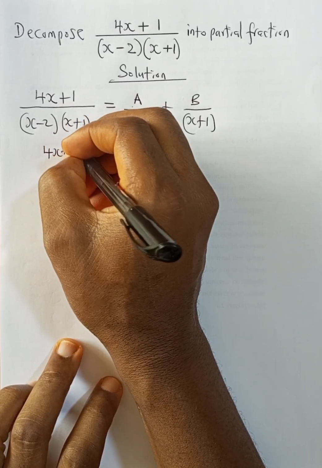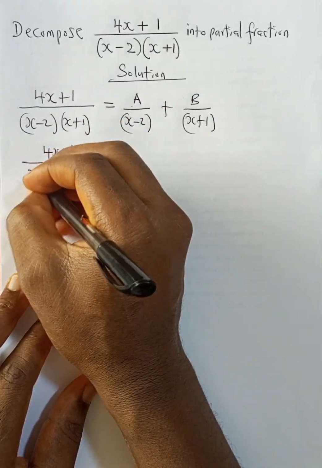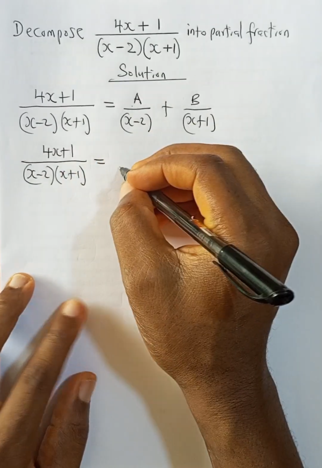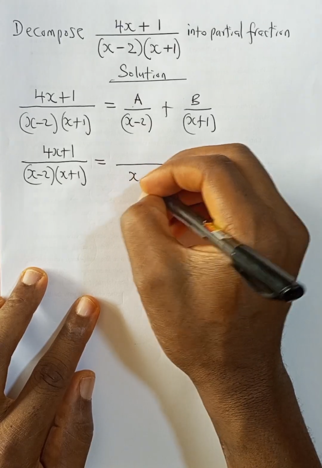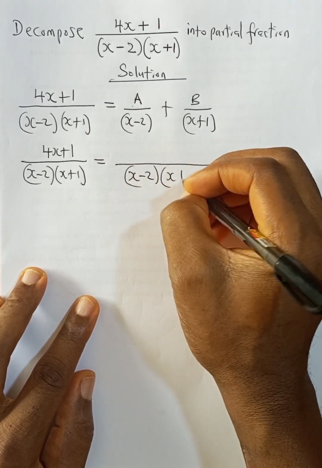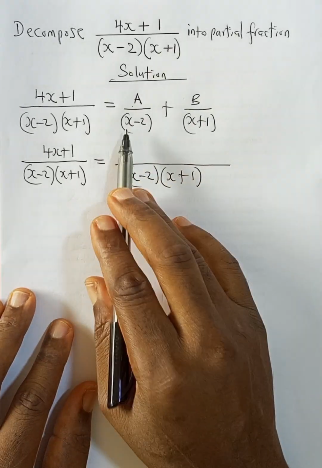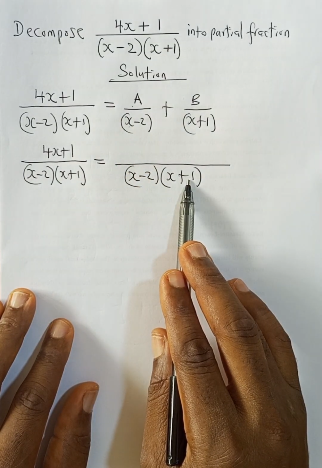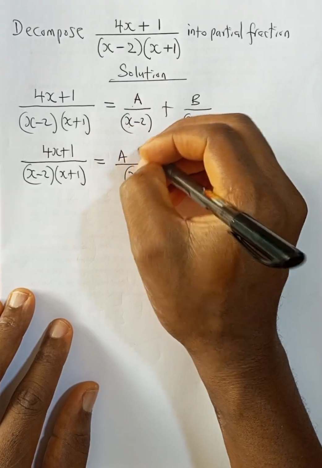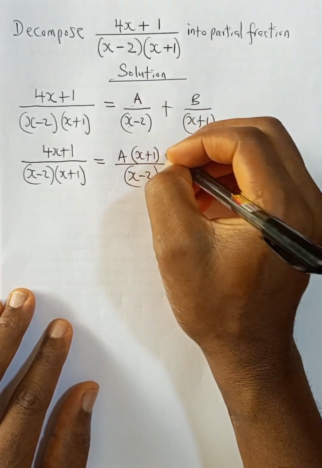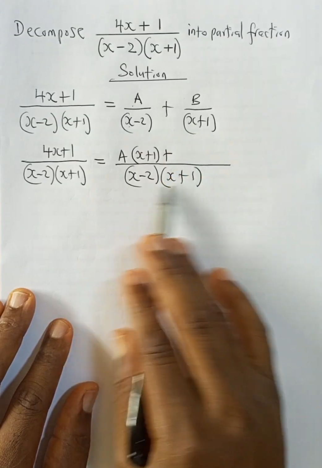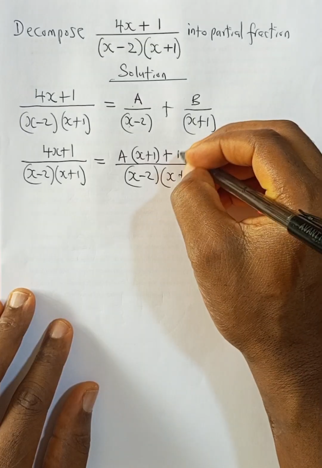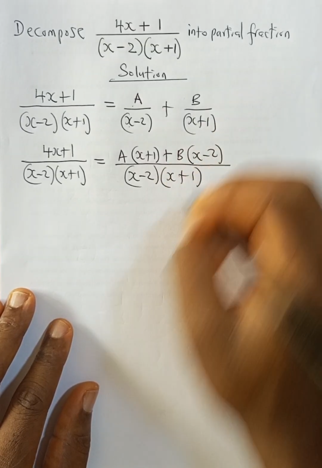We have 4s plus 1 all over s minus 2 times s plus 1 equals to, what's the LCM here? s minus 2, s plus 1. When this s minus 2 goes into these two, s minus 2 will cancel out s minus 2. We are left with this s plus 1, which will times A times s plus 1 plus, when this s plus 1 goes into these two, s plus 1 will cancel out s plus 1. We are left with s minus 2, which will times B times s minus 2.